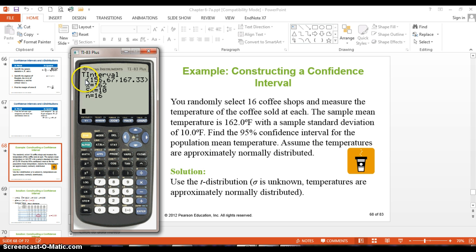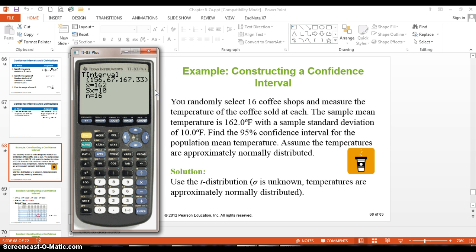And what you see in parentheses up at the top, this 156.67 and 167.33, that's your confidence interval. So basically what we would say is we're 95% confident that the average temperature for all coffees is between 156.67 and 167.33, and we're 95% sure of that. So that's how easy a confidence interval is.